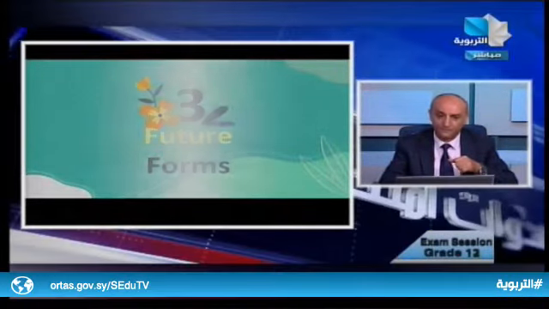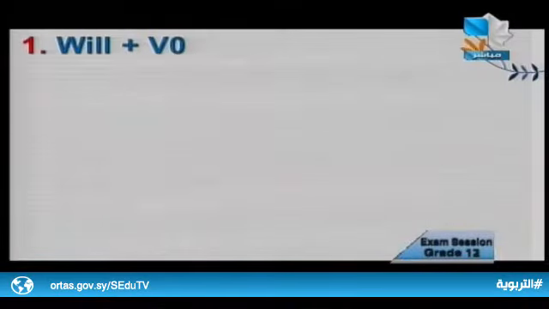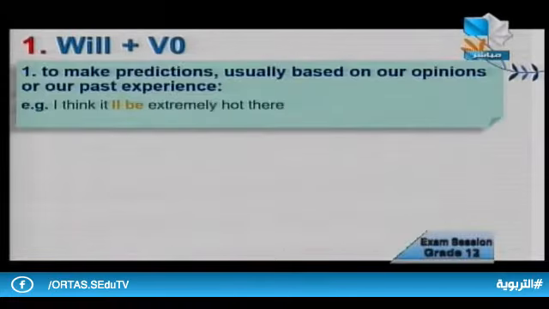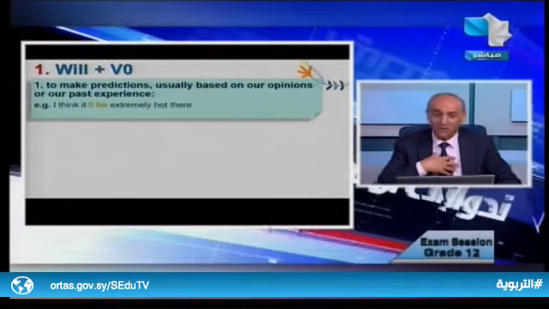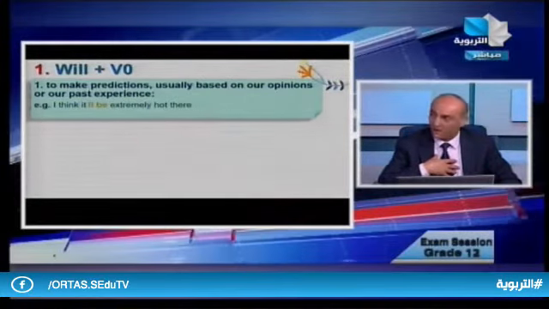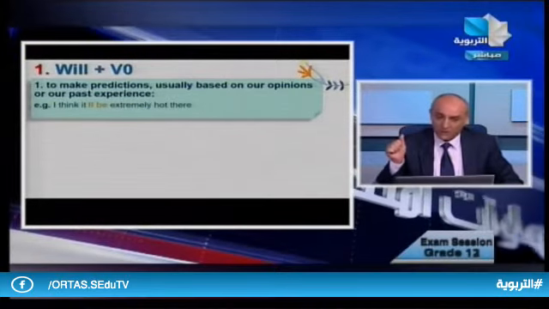Future simple with will plus infinitive. We use it to make predictions, usually based on our opinions, just our opinions. For example, I think it will be extremely hot there. So here it's a prediction without any evidence. I'm not sure about it. It's my opinion, my expectation about the future. It may happen or it may not happen. Good. This is the first use.